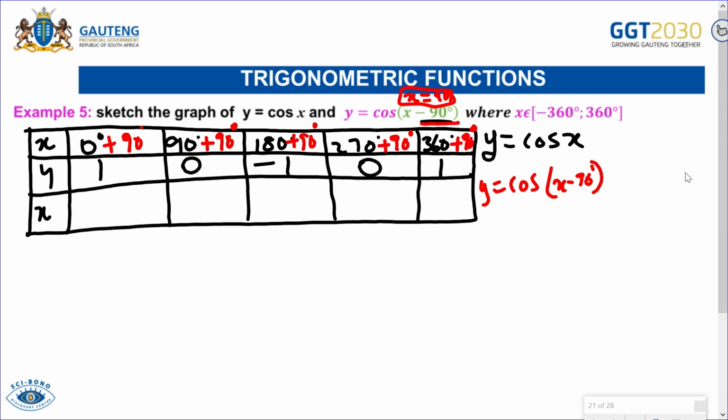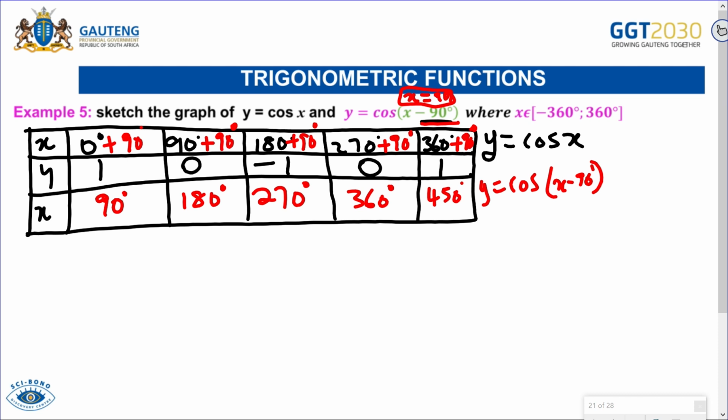So I want to find my values of x, my new values of x, because my graph has been shifted horizontally, right? Okay, so here I'll have 90 degrees, and then here I'll have 180 degrees, and then here I will have 270 degrees, and then here I'll have 360 degrees, and then this side I'll have 450. It's 360 plus 90.